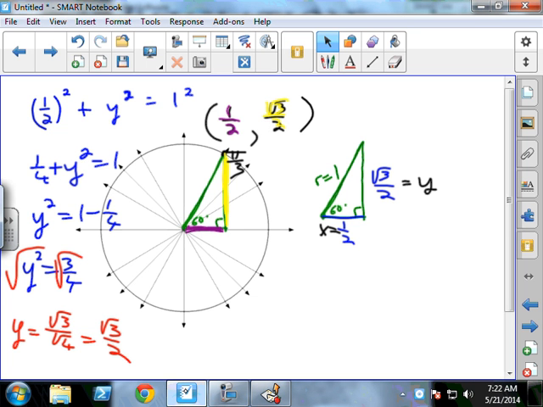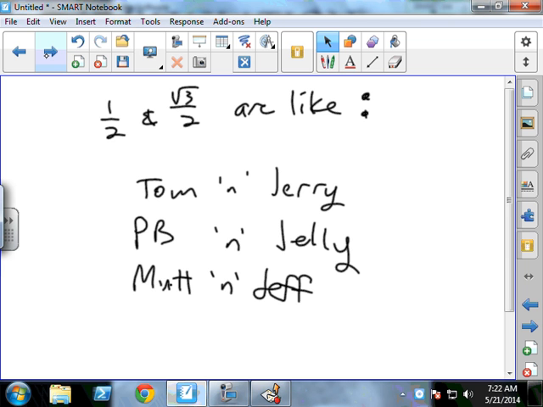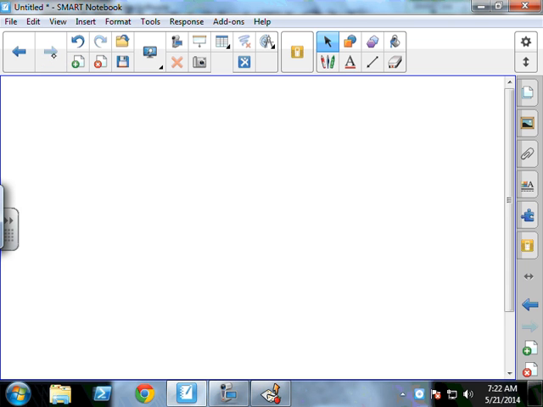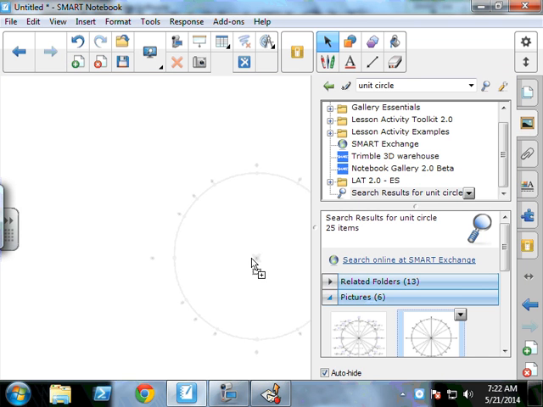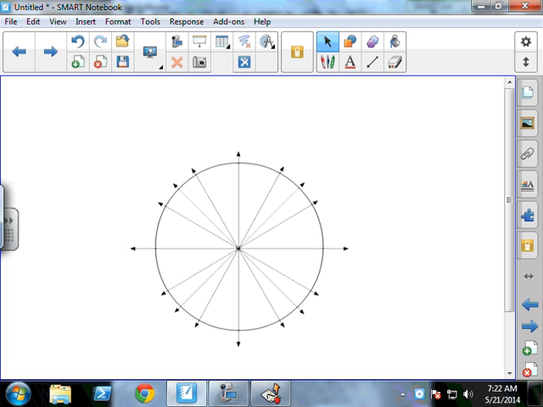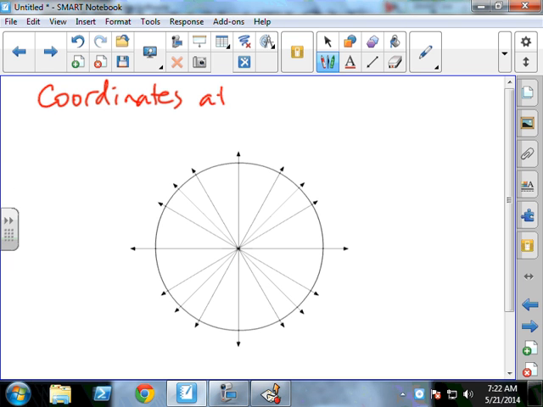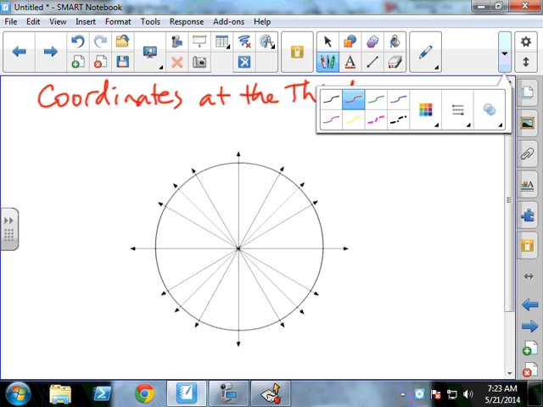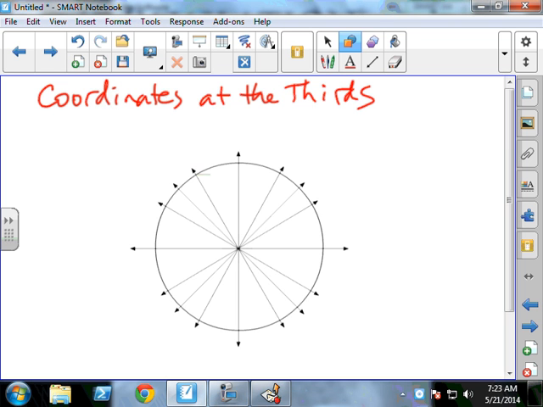So, 1/2 and rad 3/2, they're like Tom and Jerry. You will always, always, always see them side by side. So, let's go ahead then and look at the coordinates at the thirds. Okay? So let me see if I can get this little box going again. At the thirds.